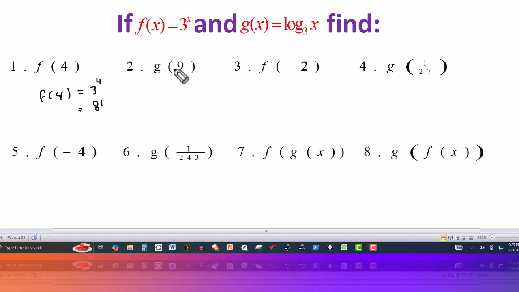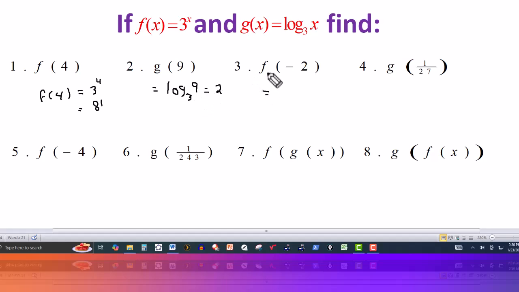Okay, g of 9 refers to the log function. So it means we're evaluating that one at 9, base 3. That would be the log of 9 to base 3. So we're asking 3 to what power gives me 9? Well, of course, it's 2. The log of 9 to base 3 is 2.